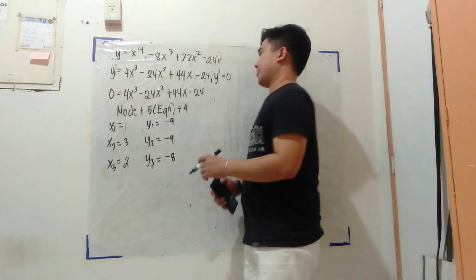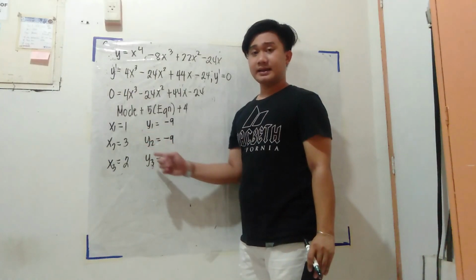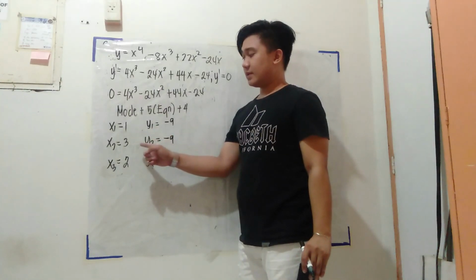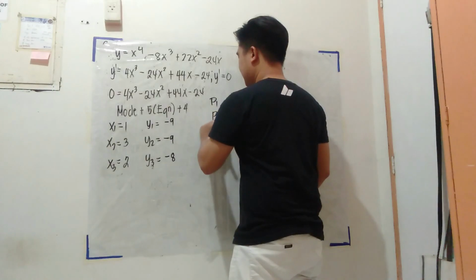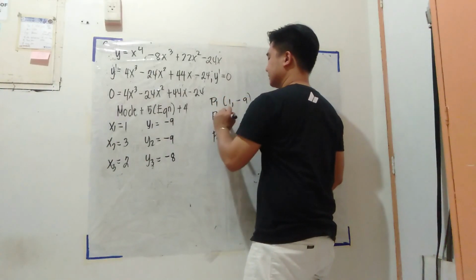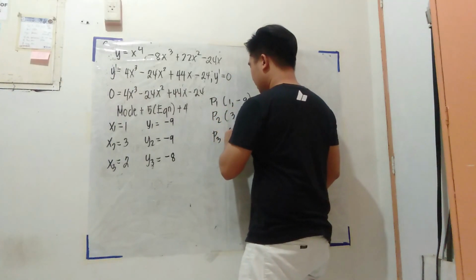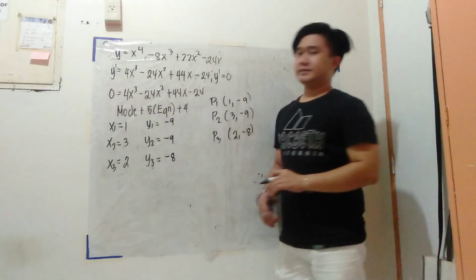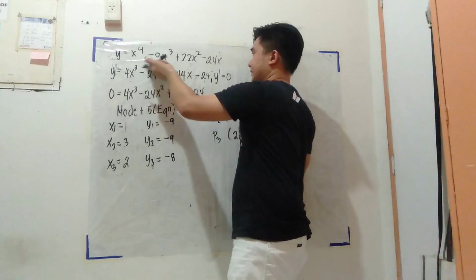So, ilan yung critical points natin? Ilang pares ka are? Isa, dalawa, tatlo. So, P1, P2, tsaka P3. So, I have 1, negative 9. I have 3, negative 9. And I have 2, negative 8. So, these are the critical points of this equation.